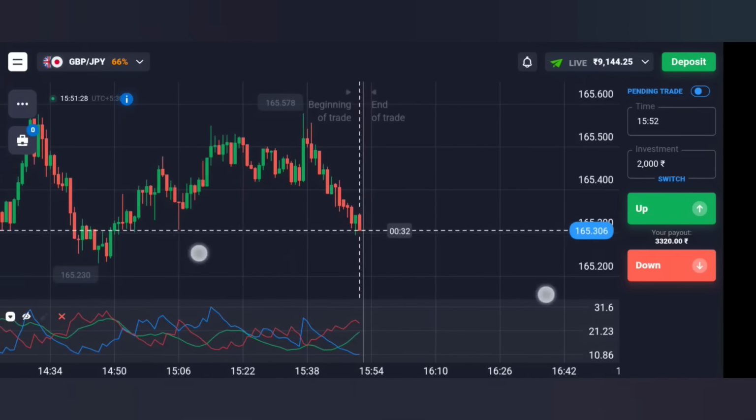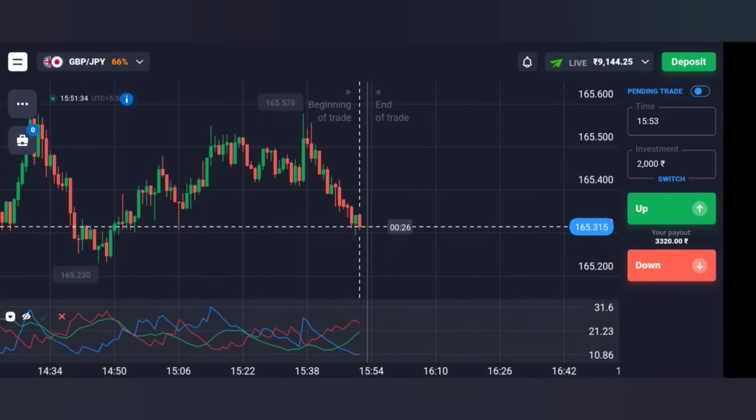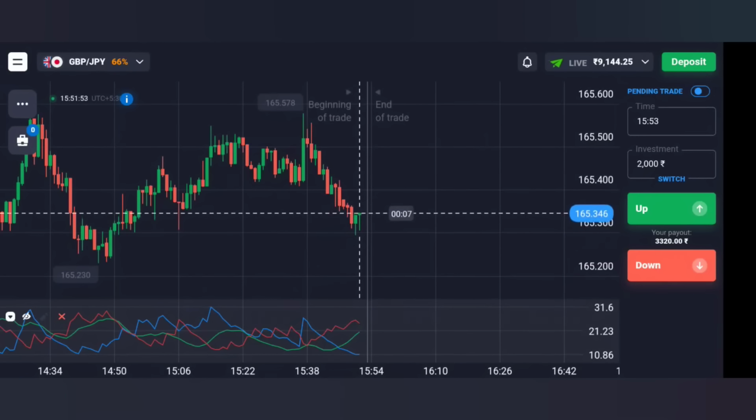This is same as the previous situation. If current candle ends in green, then the green line will cross our limit, so that we can place next 1 minute down.